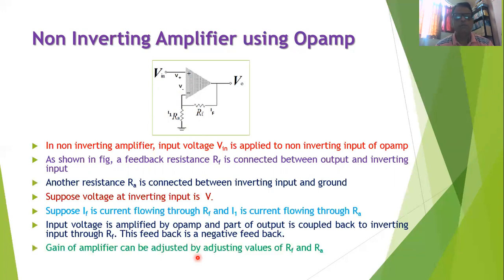The gain of the amplifier can be easily adjusted by adjusting the values of RF and RA. So in this circuit of the non-inverting amplifier, the gain of the circuit will depend upon these two resistances, and it will not depend upon the open loop gain of the operational amplifier.